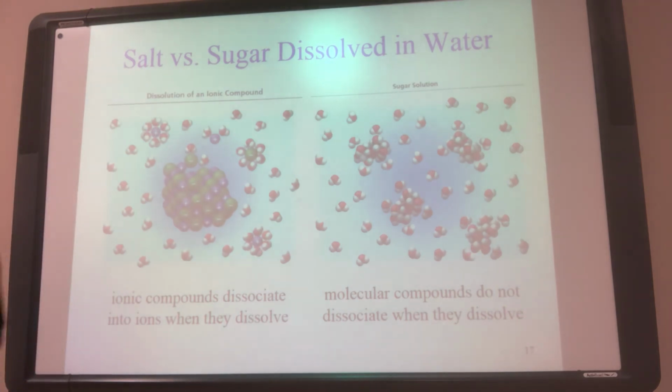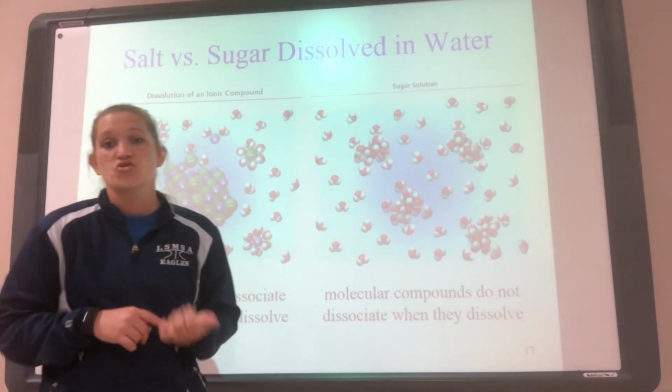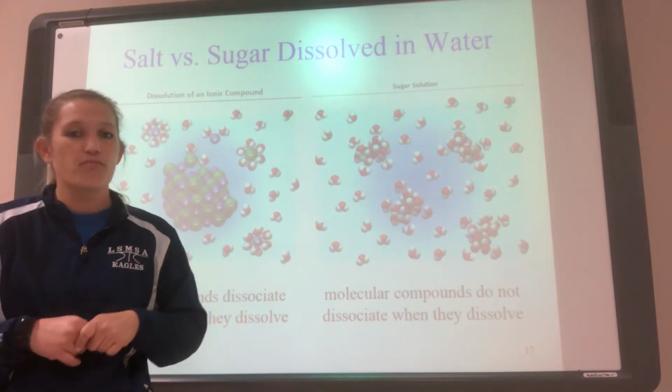So you have to have ions and you have to be able to dissolve to be an electrolyte. I said one of the exceptions was acids. In the next lecture, we're going to talk a little bit about acids.